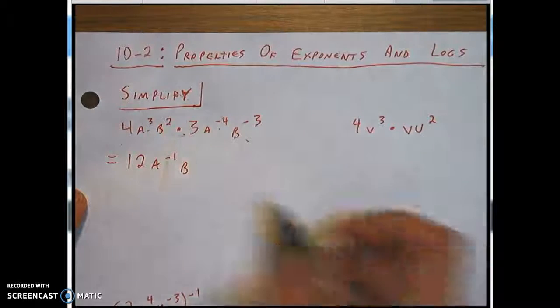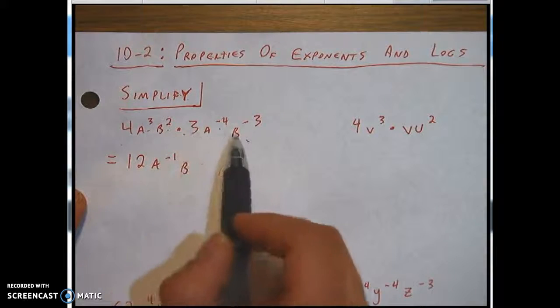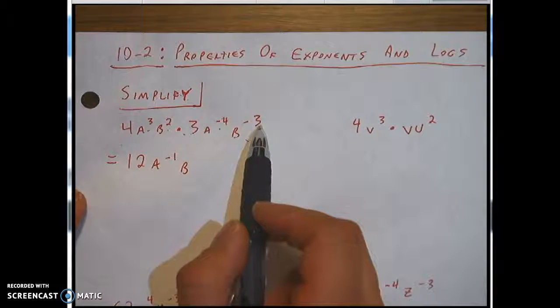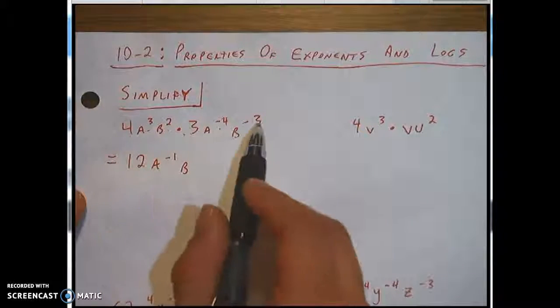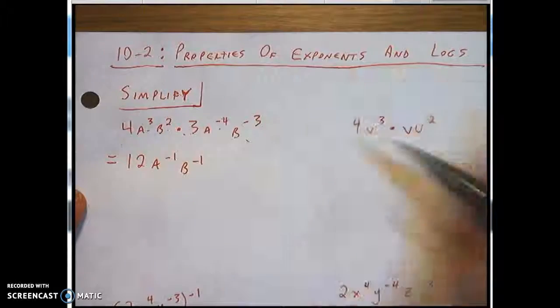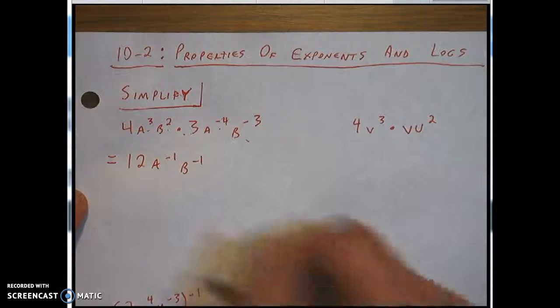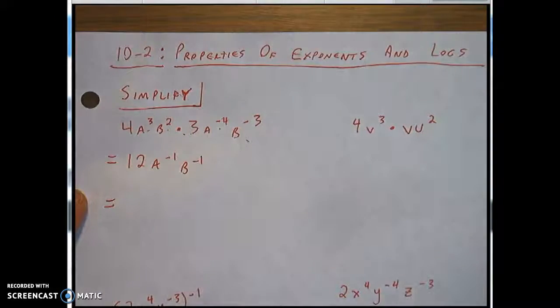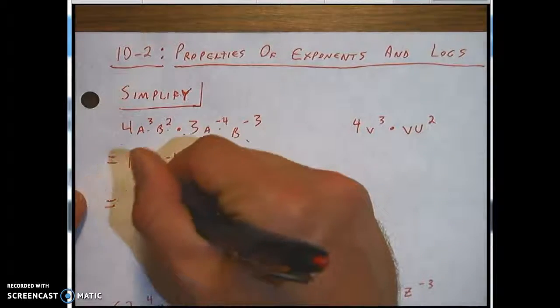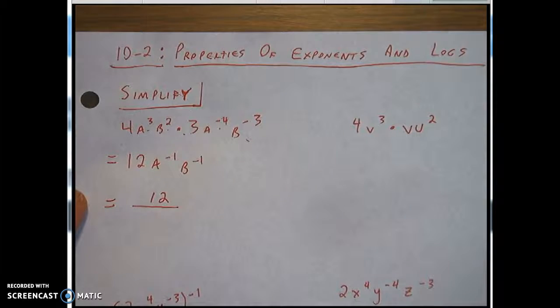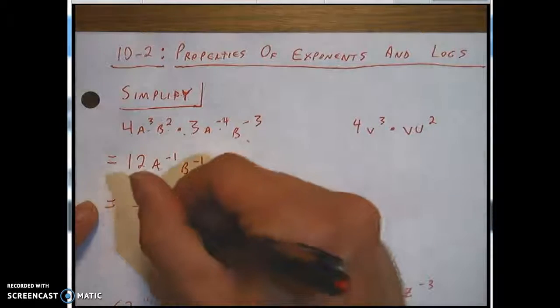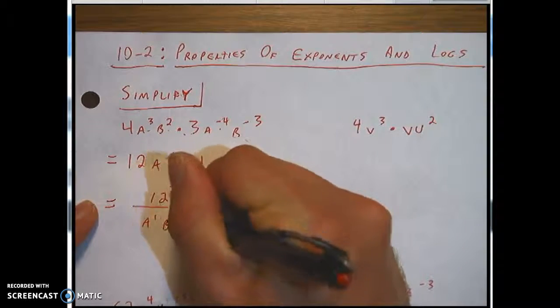And now I've got b squared times b to the negative third. And again, with these exponents, I'm going to add them. So 2 plus negative 3 is also negative 1. We don't usually like negative exponents, so we take this a little bit further. Now we're going to have a fraction. On top of the fraction is the 12. And on the bottom are going to be this a to the first power and b to the first power.